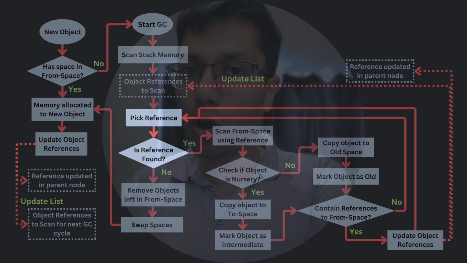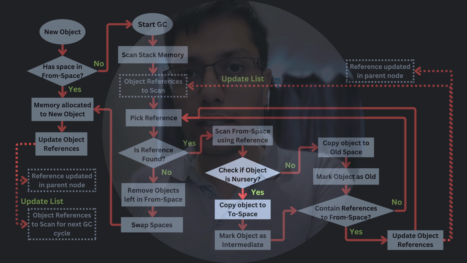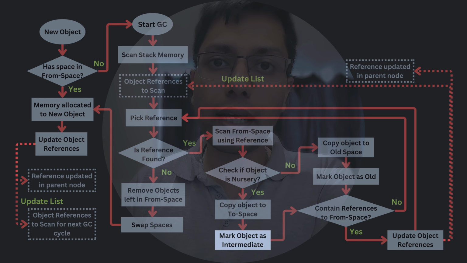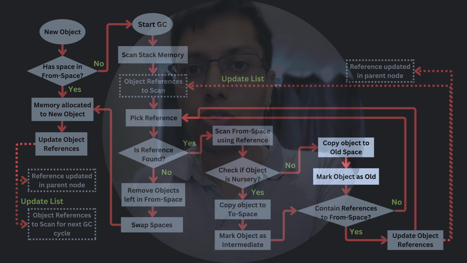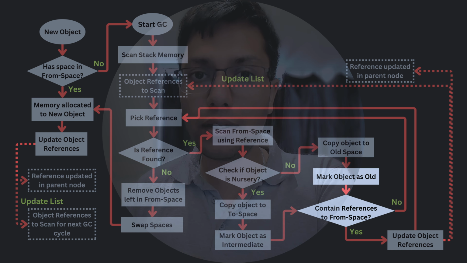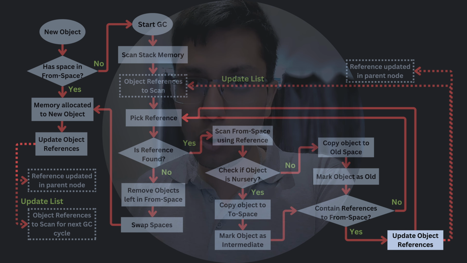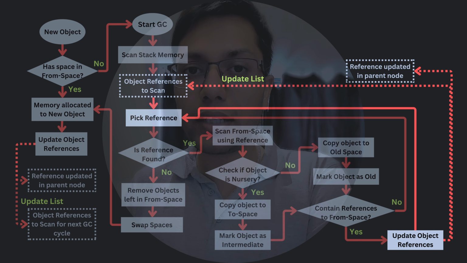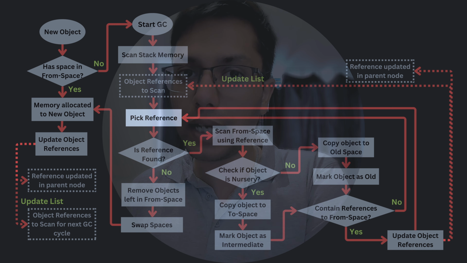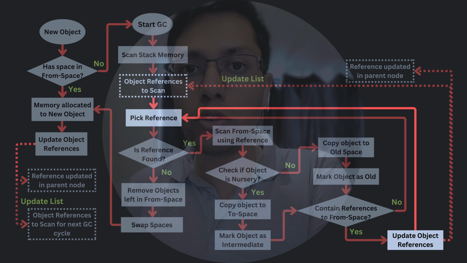It picks up a reference from this list and scans from space for the node. When it finds the node, it checks if it's a nursery node or not. If it is, then it is copied to to space and marked as intermediate node. If it is not, then it is already an intermediate node and it is copied to old space and marked as old generation. Then the copied node is checked if it contains any references that point to from space. If it does, then those references are added to the reference list that the garbage collector is using.